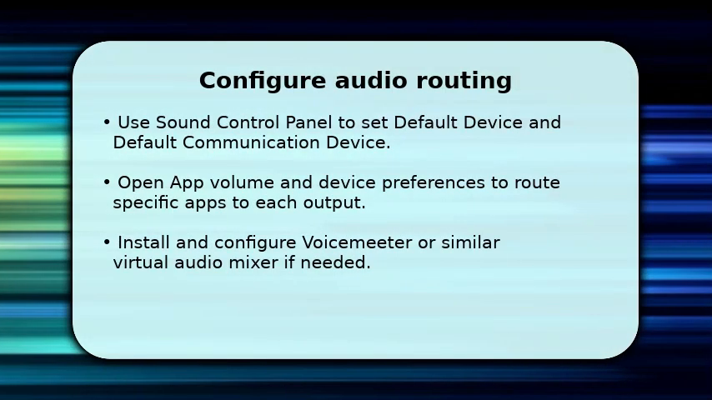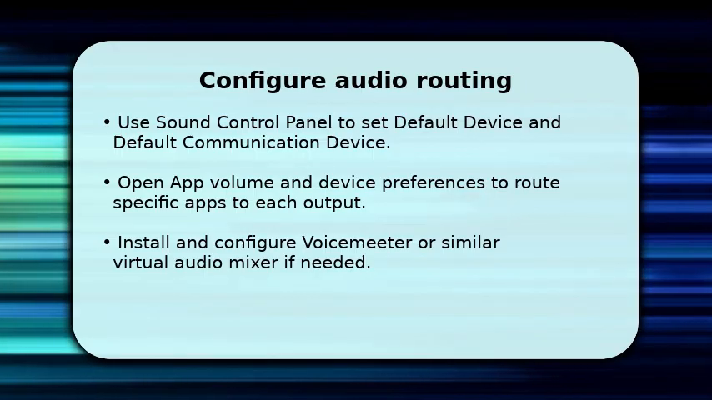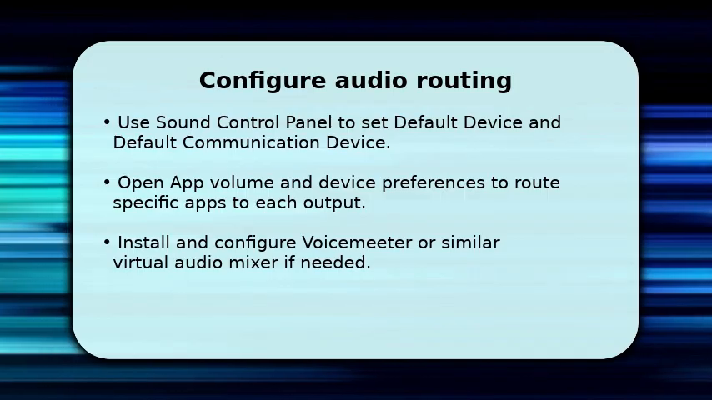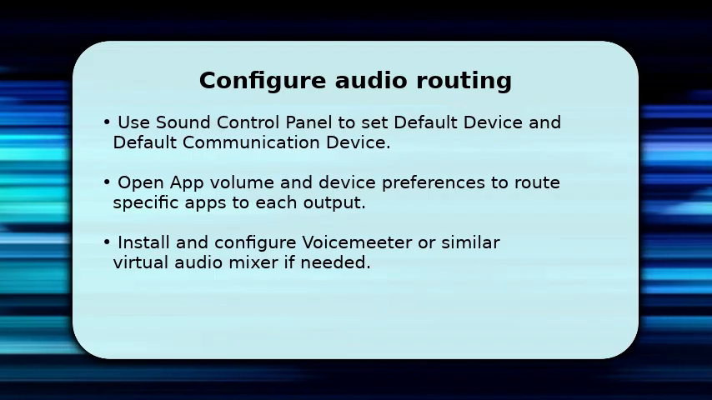Now configure routing. Open Sound Control Panel and confirm your default device and default communication device choices. Then open App Volume and Device Preferences. Assign your music player to wired output and VoIP apps to Bluetooth. If an app lacks per-app routing, install a virtual mixer like Voicemeeter and route Windows output channels into separate hardware outputs. Make sure sample rates match between devices in advanced device properties to avoid stuttering.